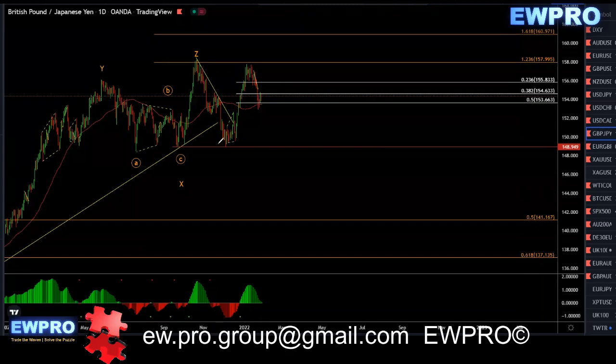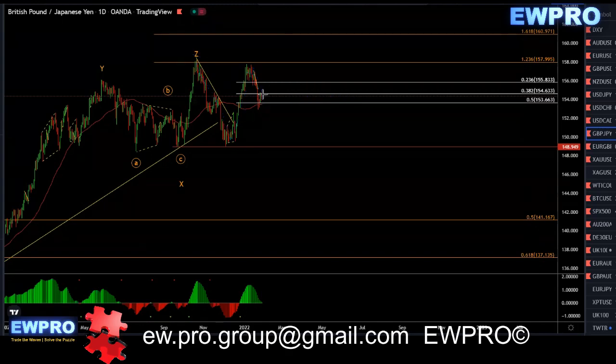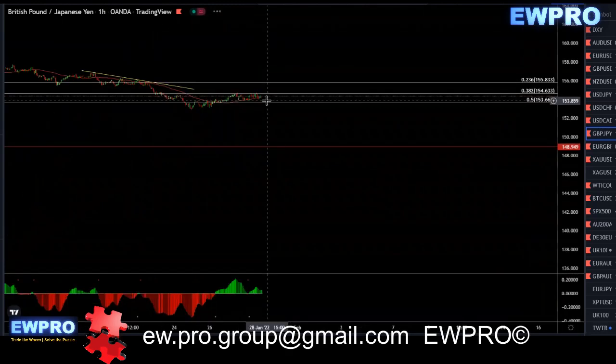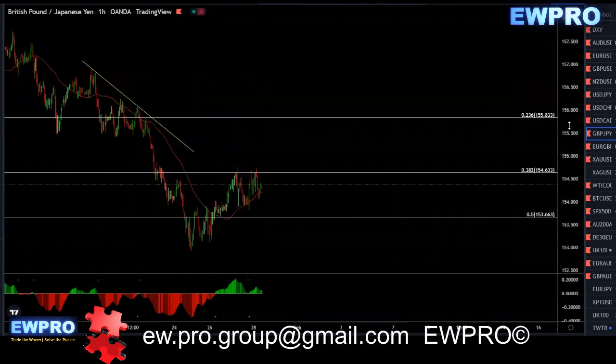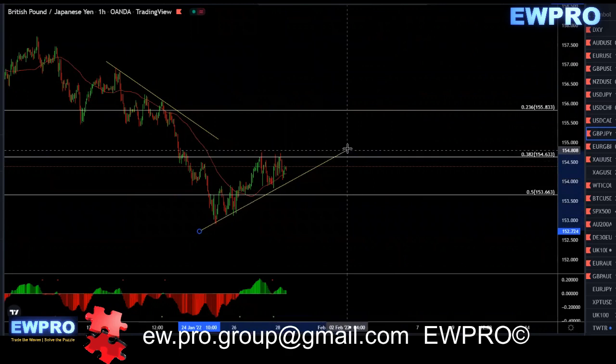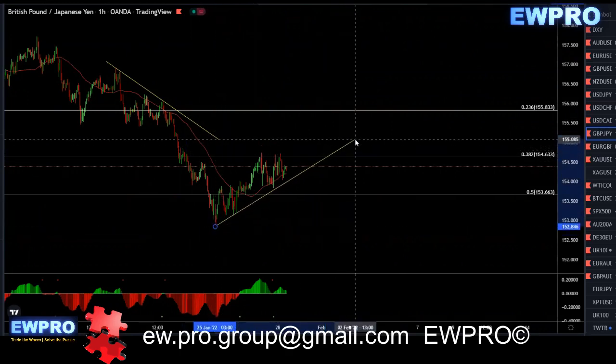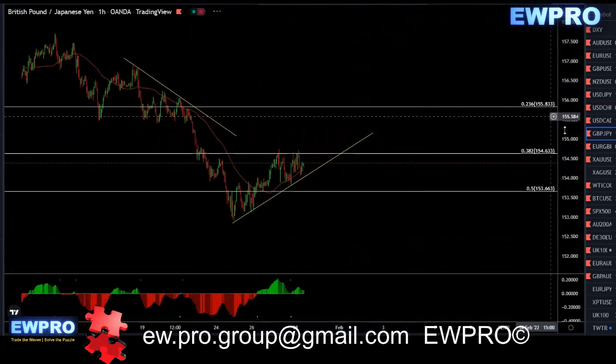Or we could get like an A, B, C, D, E as a triangle, or there's just so many structures, but we'll be looking for a correction, which we're getting, and then a sell. Draw some sort of a trend line and wait for the break and a setup to sell.